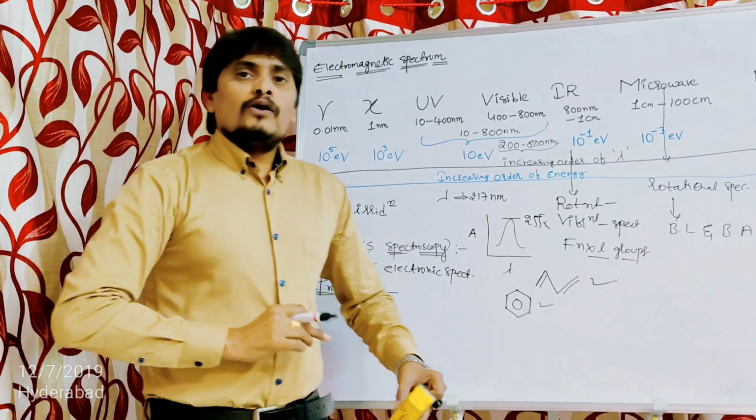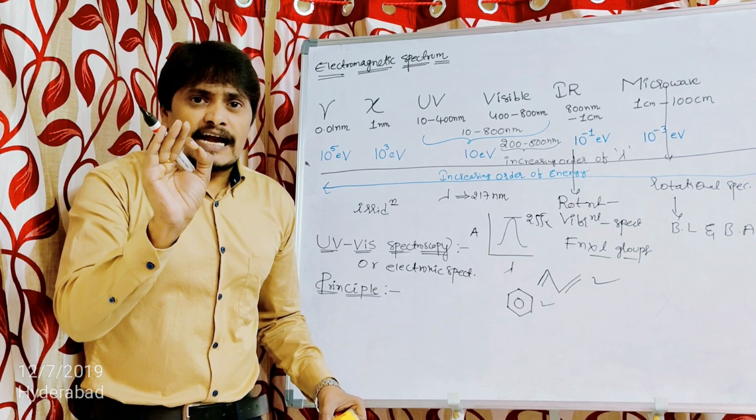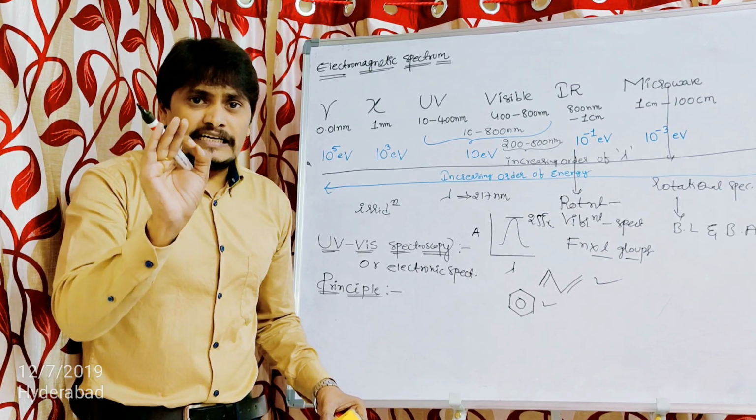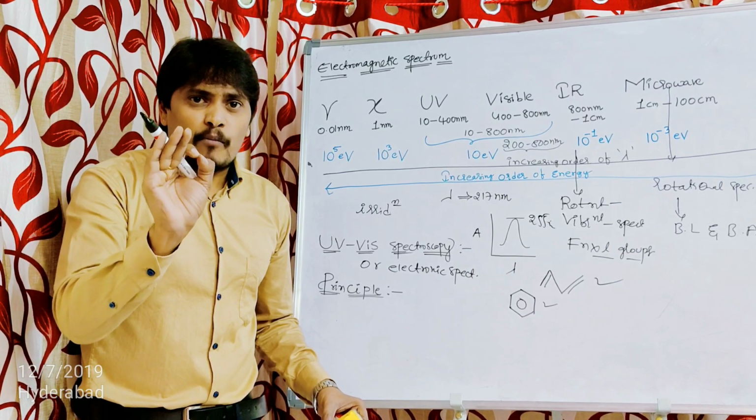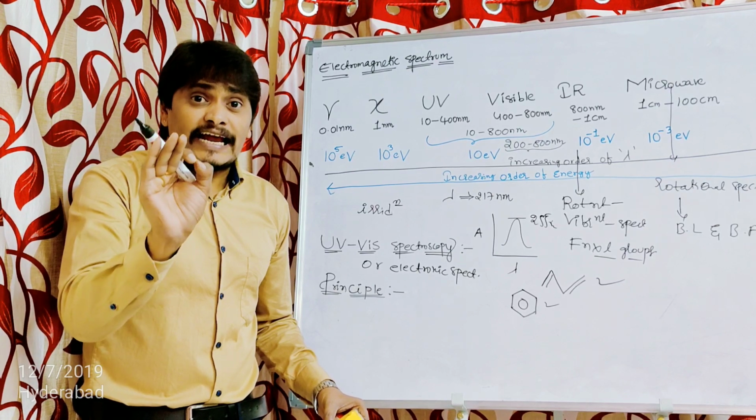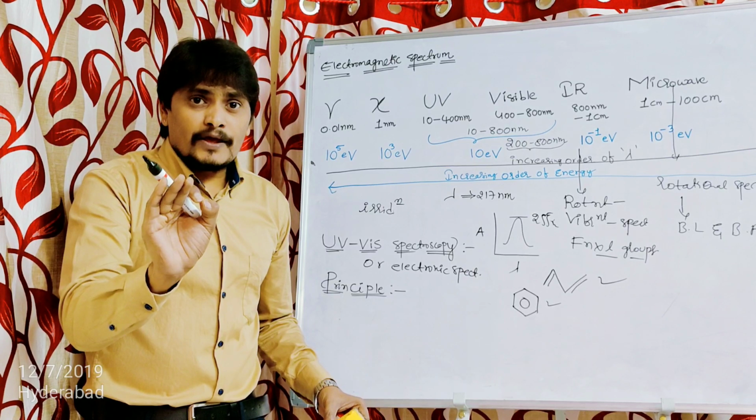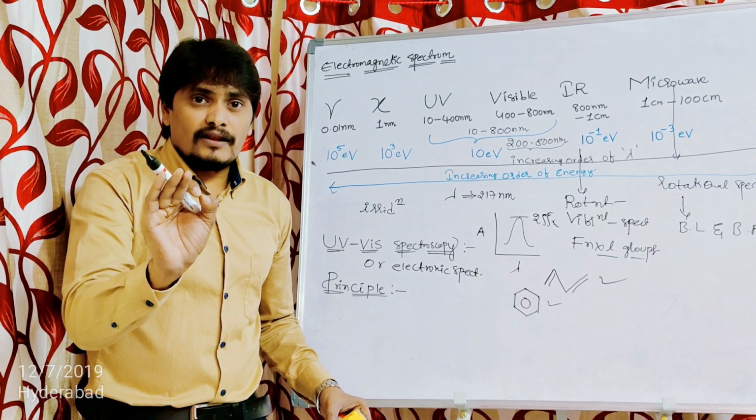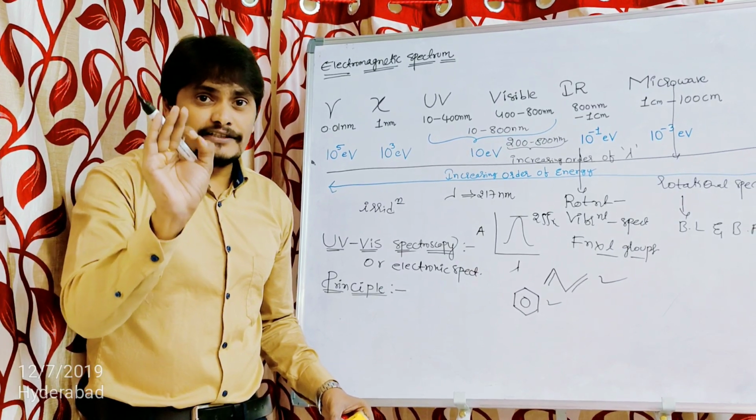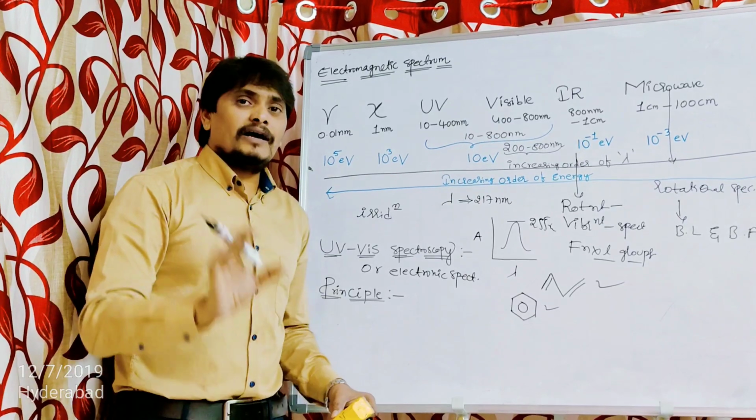Coming again, UV visible spectroscopy is the study of electronic transition taking place in a molecule upon irradiation of the molecule by UV visible electromagnetic radiation. So that is nothing but the definition.